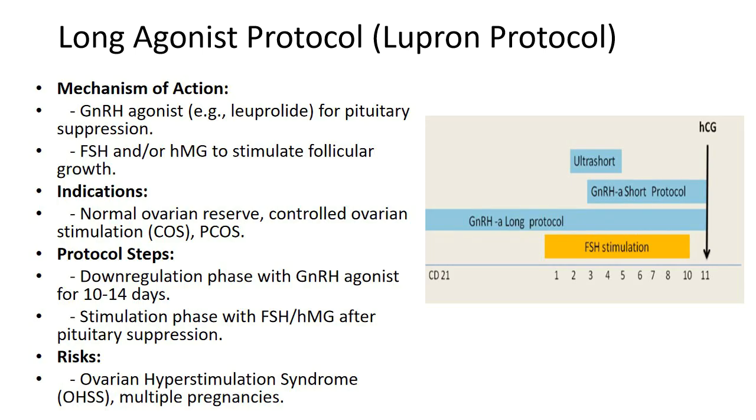When the leading follicle reaches about 18 to 20 millimeters, HCG, human chorionic gonadotropin, or recombinant LH is administered to trigger ovulation. Triggering ovulation. Once follicles are mature, HCG is administered to induce the final maturation of eggs and trigger ovulation. Egg retrieval. Approximately 36 hours after the HCG injection, the eggs are retrieved.